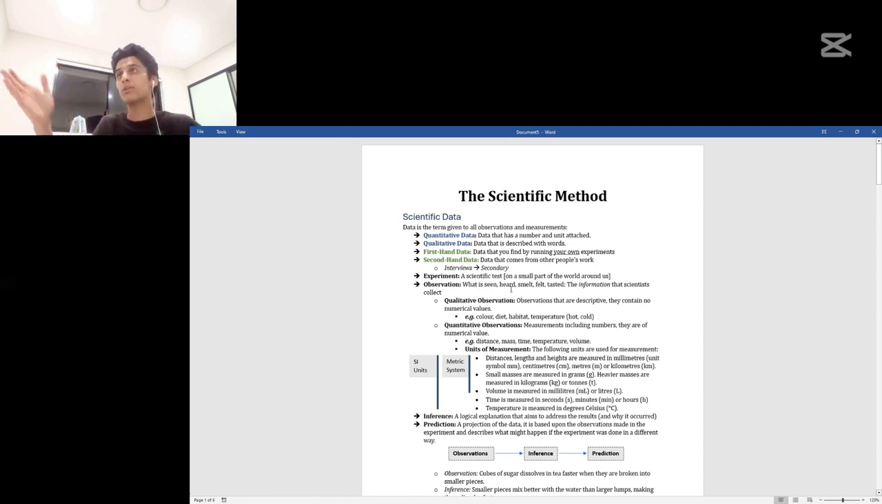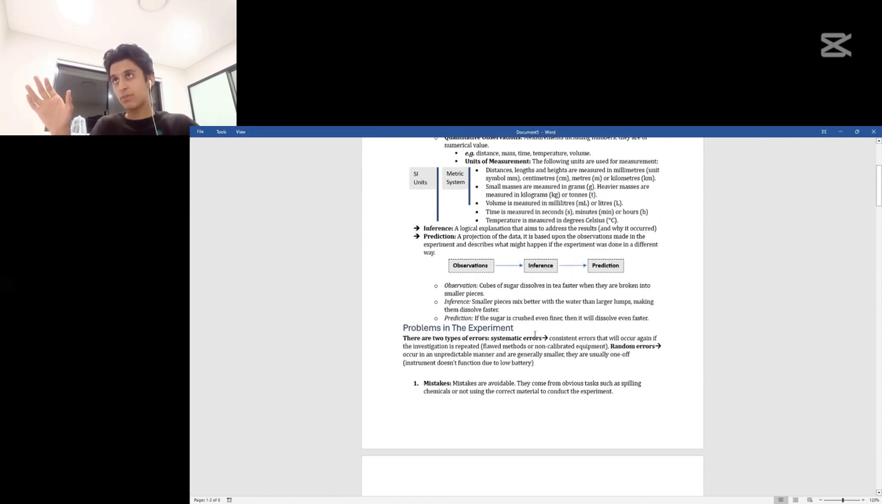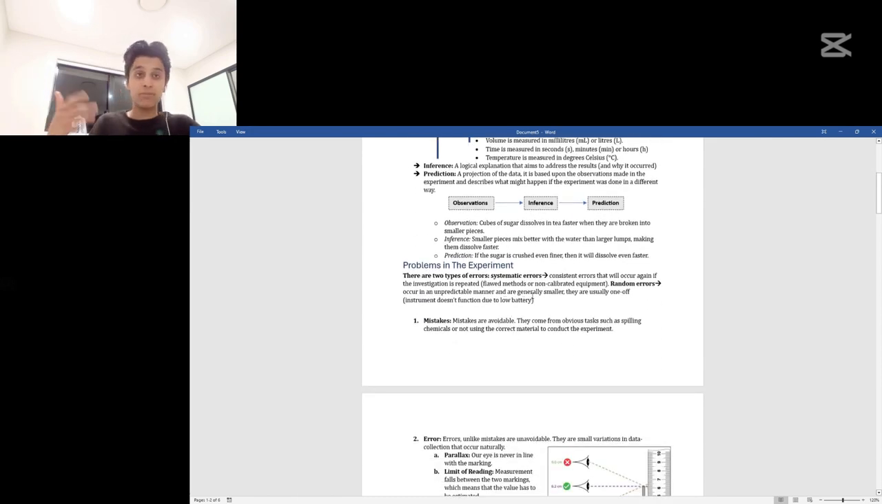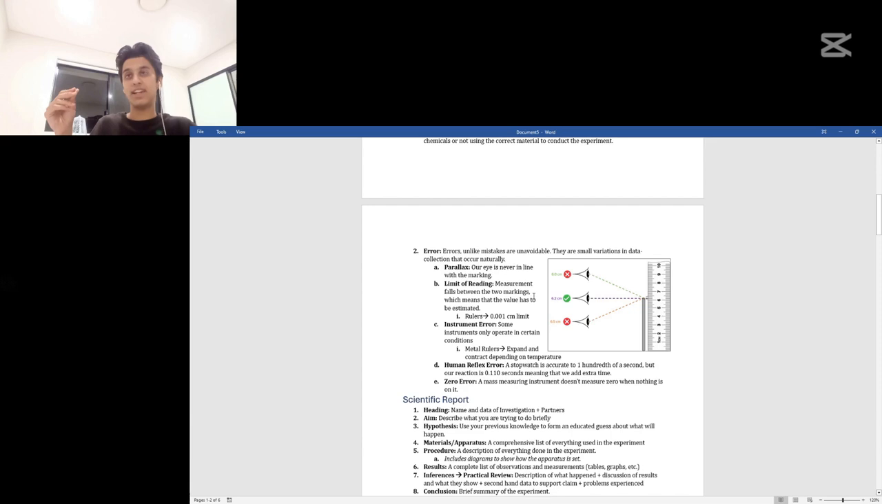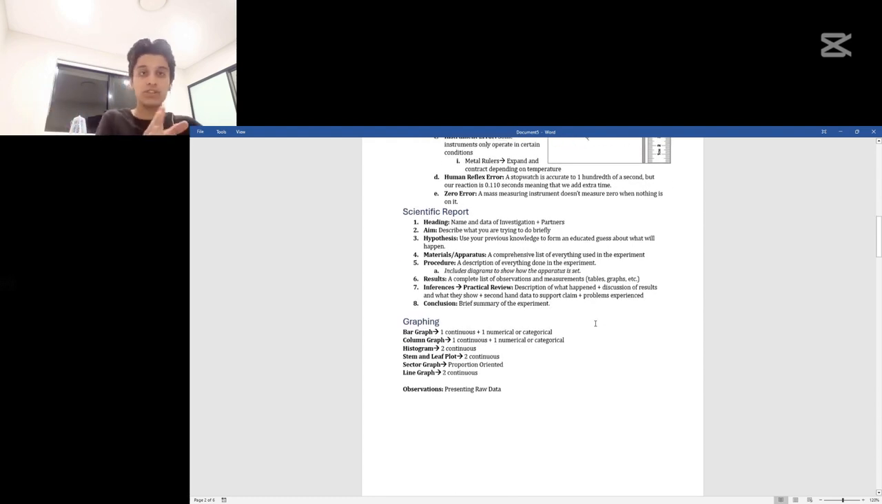So just as an outline, we're going to be looking at scientific data, so all the measurements and stuff, that's what comes first over here. Then we're going to be looking at why there can be problems in experimentation and errors and mistakes and all that. Then we're going to look at how to write a scientific report, not a scientific paper, a scientific report. Then if you want to know how to write a scientific paper, look at my entire playlist on scientific papers, and I go through each component in very detail with examples, so you can check that out.